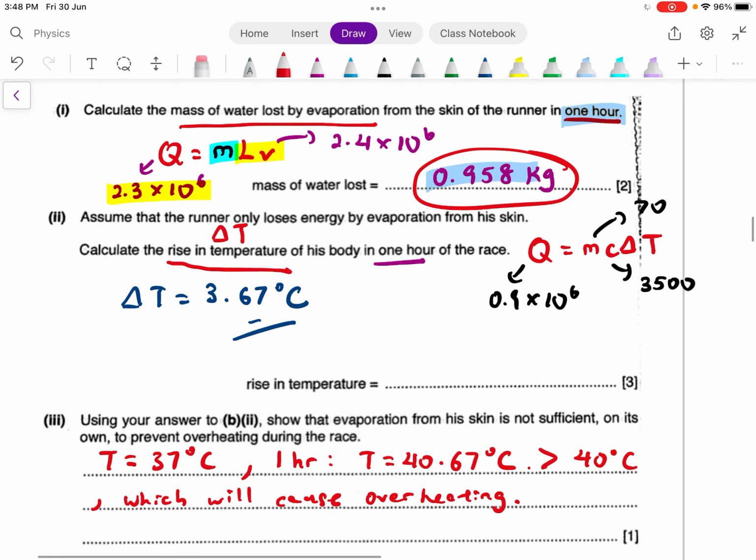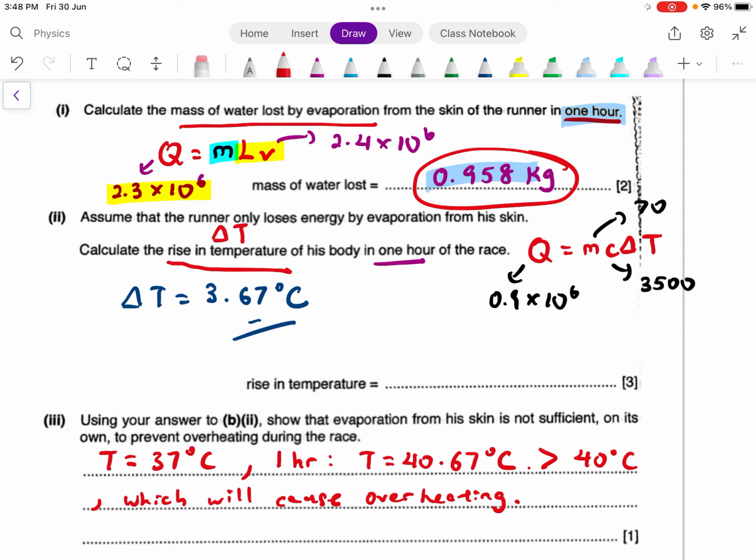Okay, so let's do part I. Calculate the mass of water lost by evaporation in 1 hour. Based on this context, we simply use Q = mLV. The Q is the energy lost by evaporation, which is 2.3 times 10 to the power 6. M is what we want to find. LV is 2.4 times 10 to the power 6 joules per kg. So in 1 hour, you actually lost about 0.958 kg of water via the skin.